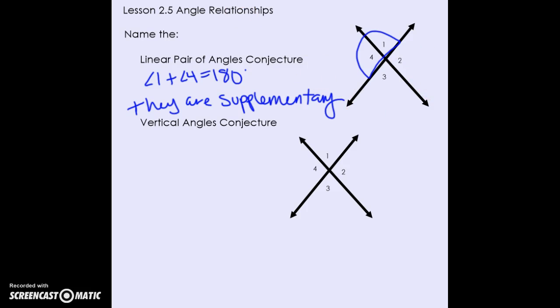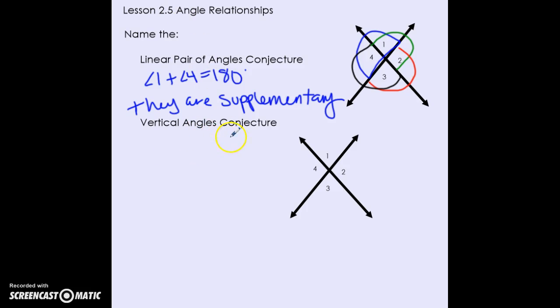Now another linear pair off of this picture would be 1 and 2. Another pair would be 3 and 2. And the last pair would be 3 and 4. So anytime you can find that straight line and make a semicircle, that's going to be a linear pair, and they will be supplementary. They will add up to 180.